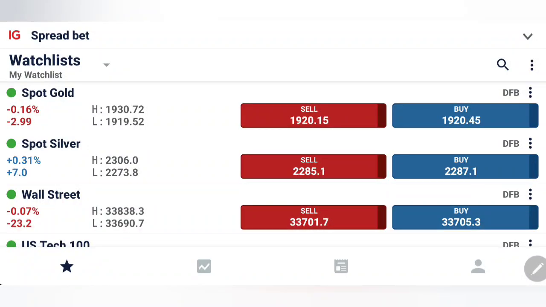Gold today has reversed from the resistance levels at 1930, and at the same time silver too has come down from the resistance at the 2320 zone. Now what to expect today, which position we should take in order to profit trading gold and silver, we will see with the help of charts and indicators.